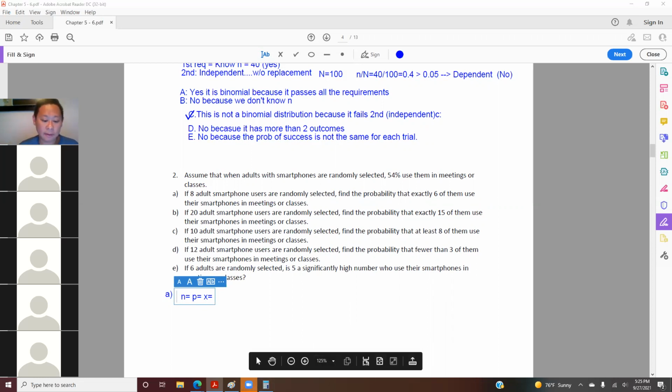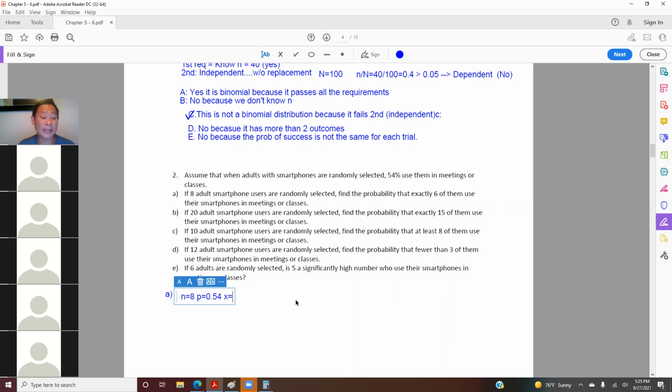What is your N? What is your P? What is your X? 8. N is 8. Yep, which is given us 8 adults. P is the probability of success. 54%. But you don't use 54%, you change it into decimals, 0.54.